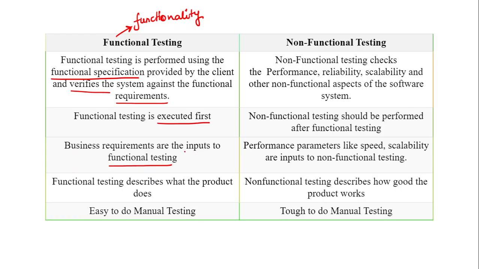Business requirements are inputs to functional testing. Functional testing describes what the product does. So very important. फंक्शनल टेस्टिंग क्या डिस्क्राइब करता है? फंक्शनल टेस्टिंग डिस्क्राइब करता है कि व्हाट योर प्रोडक्ट विल डू. Easy to do manual testing, whereas what does non-functional testing do? It checks the performance, reliability, scalability, and other non-functional aspects of the software system. Non-functional testing should be performed after functional testing.